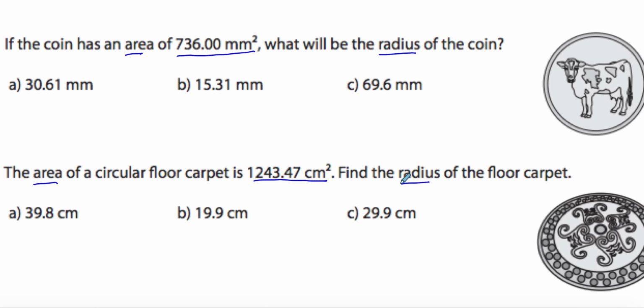All right, now that you've paused it and you've come back, the answer to this first one was 15.31 millimeters. That was the radius. And for the second one, it was also letter B, in that it was 19.9 centimeters. If you got that, go ahead and give yourself a gigantic pat on the back.